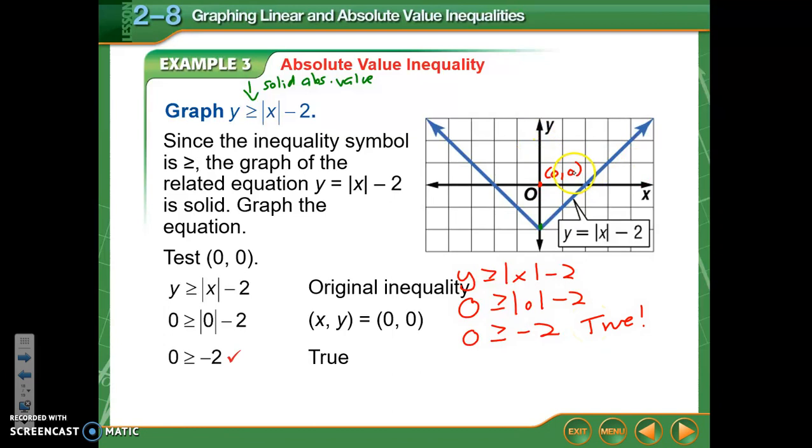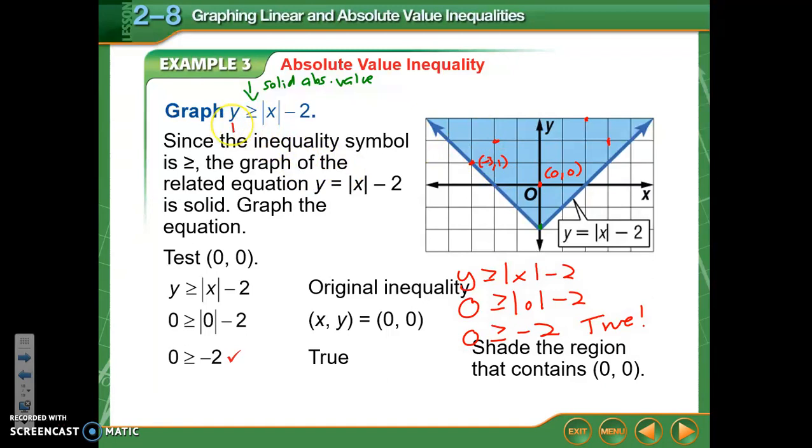Since it is true, I need to shade the part of the graph that includes 0, 0. So in this case, it'll either be inside my V or outside my V. Since 0, 0 is inside my V, I shade everything inside the V. So any point I pick from this blue shaded region is going to make my original inequality true. And this time, because my line is solid, if I pick a point on the line, let's say we pick the point -3, 1, a point on the line is also going to make this true.